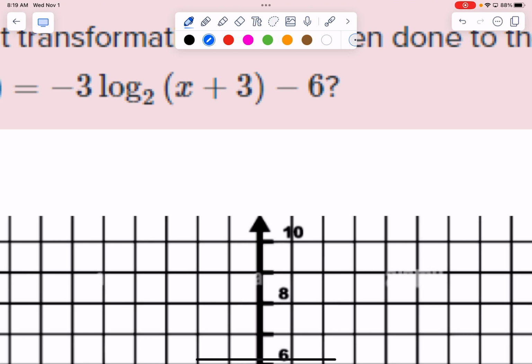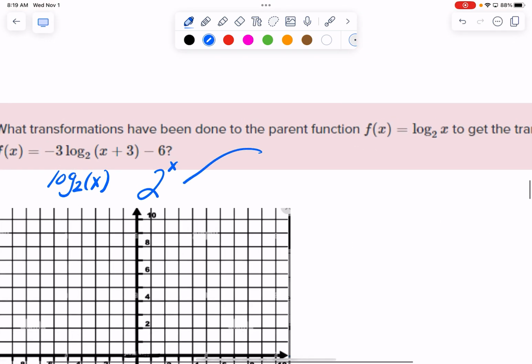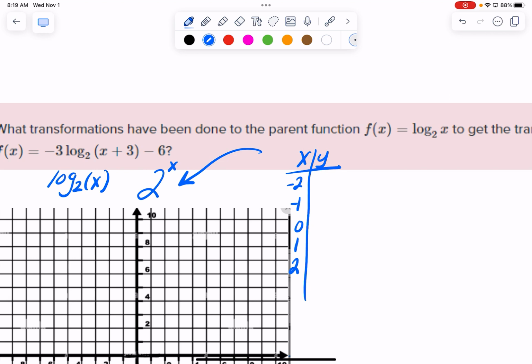What I do is I take off all the shifts from the log. So what would be the parent function? Log base 2 of x. That's what I start with. Then I need an XY set of points for that. Can't we just shift them? So switch it to an exponential. Exactly, but I don't want to calculate logarithm points. That's confusing. So instead I switch to exponential form for a minute. Let's plug in -2, -1, 0, 1, and 2. So it's 1/4, 1/2, 1, 2, 4.